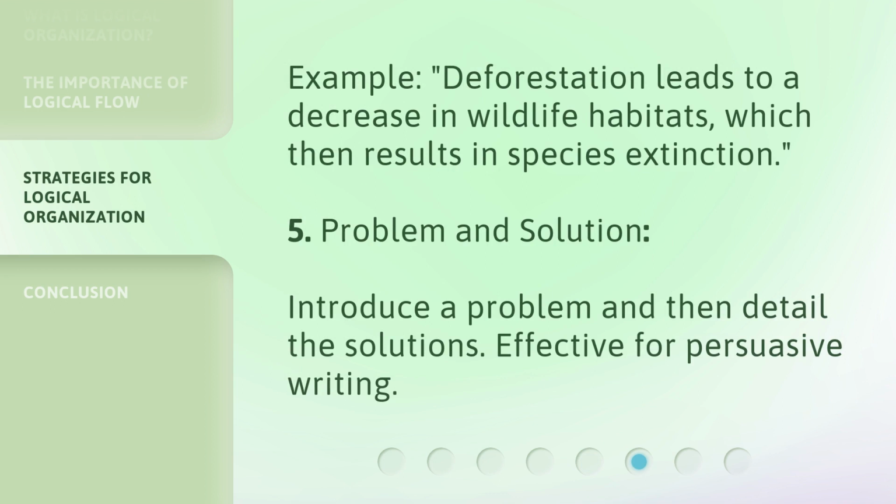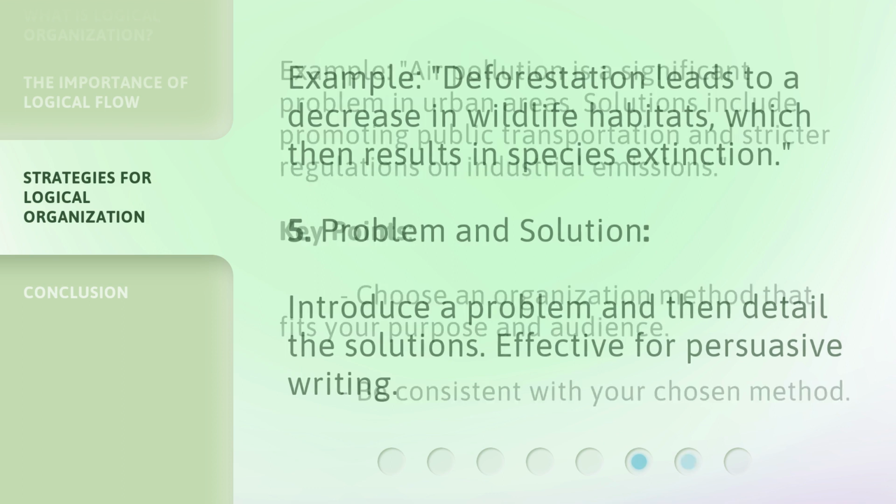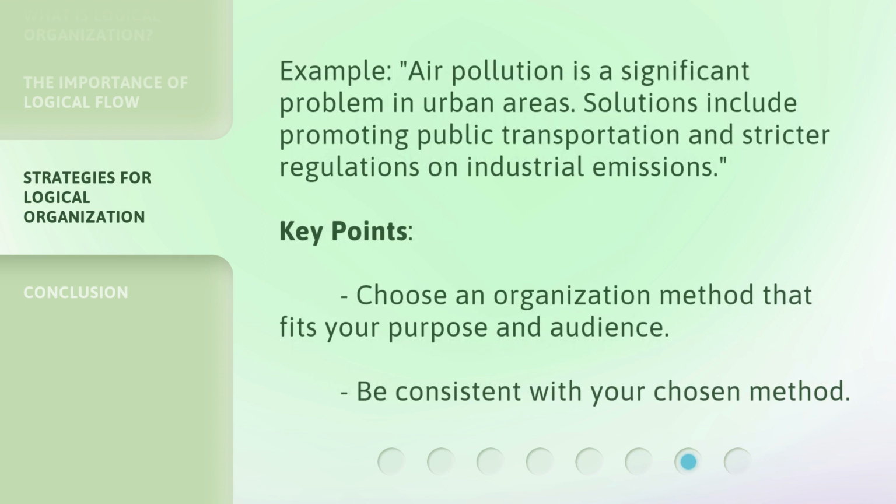5. Problem and solution. Introduce a problem and then detail the solutions. Effective for persuasive writing. Example: air pollution is a significant problem in urban areas. Solutions include promoting public transportation and stricter regulations on industrial emissions.